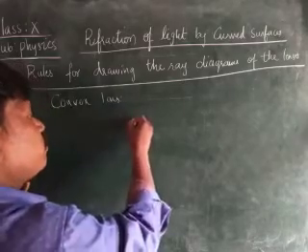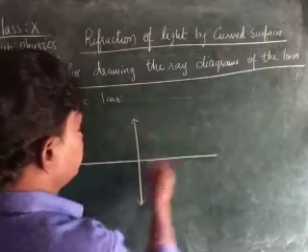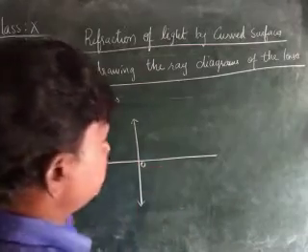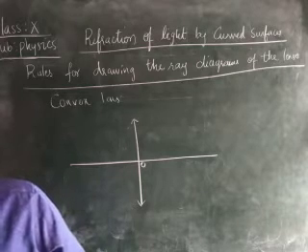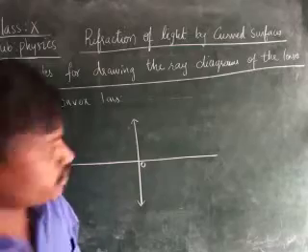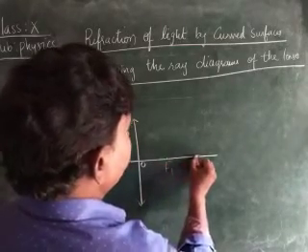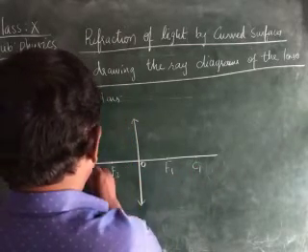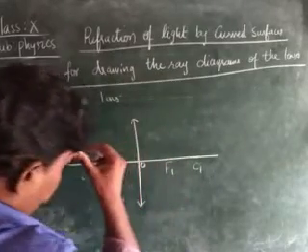Normally, we draw the convex lens like this. This is the principal axis. What is the optic center? This is the optic center. Here we have F1, C1, F2, C2, children.